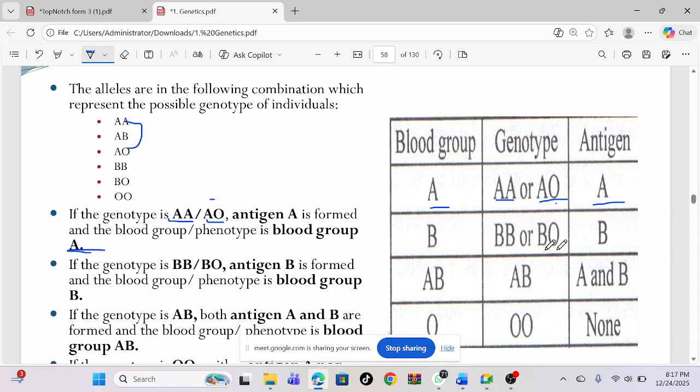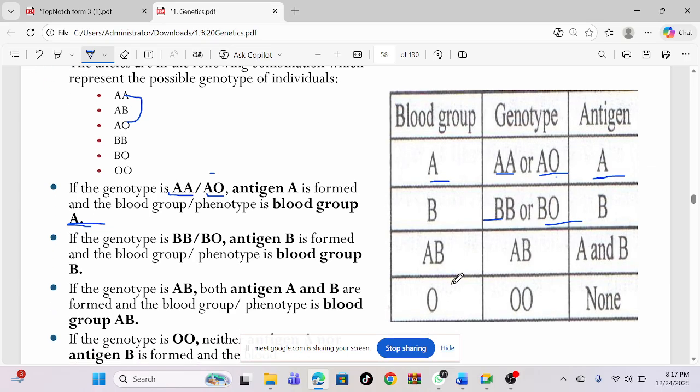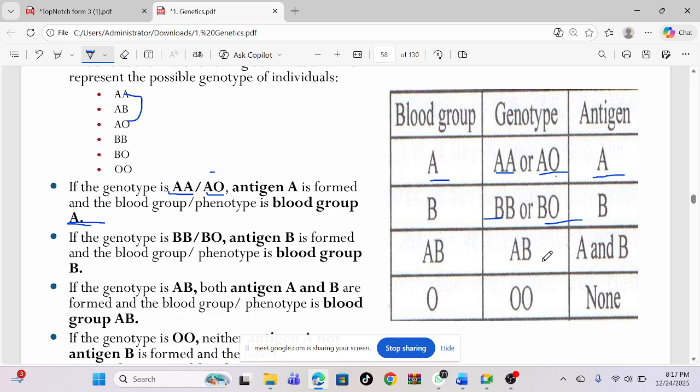Blood group B pia iko na antigen B kama kawaida. The genotype ambayo tunaweza pata ni BB or BO. And the blood group AB, the genotype ambayo tunaweza pata ni AB. And the antigen it contain A and B. And the blood group O we can get genotype OO and the antigen are none. Hakuna antigen. That's all. Hivyo unafaa uelewe tu.